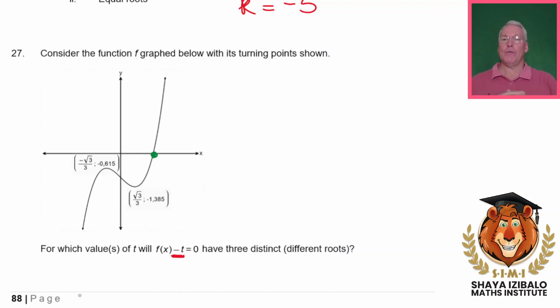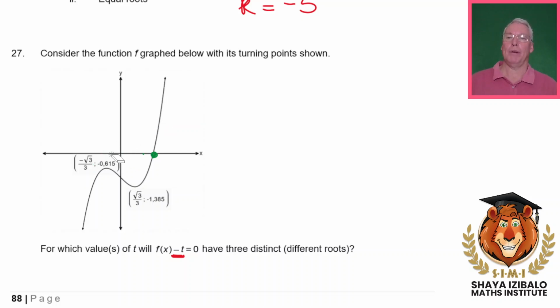Do you agree that if we pick this graph up a little bit, then it would cut the axis at 3 places? Right, but if we picked it up too much, it would only cut at 1 place again. All right, and we want to pick it up a bit so that it has got 3 different x-intercepts. 1, 2, 3.